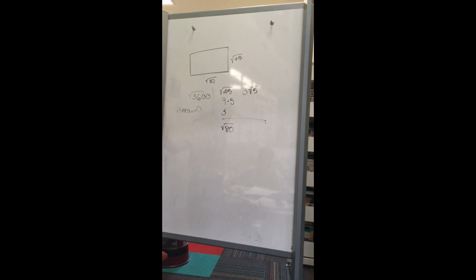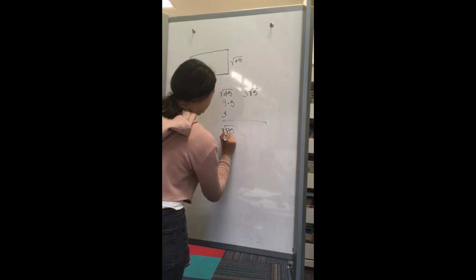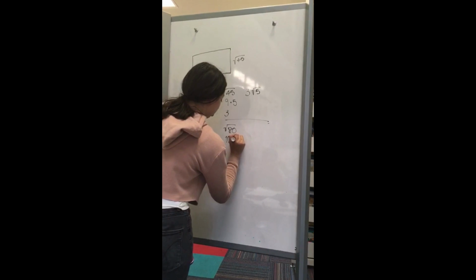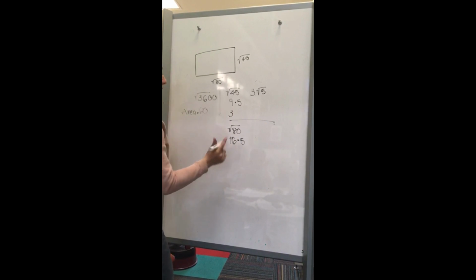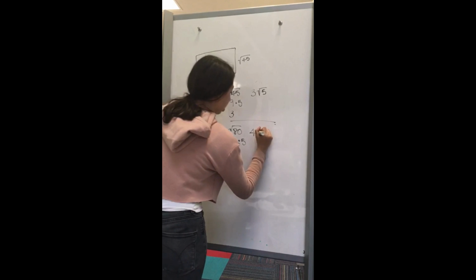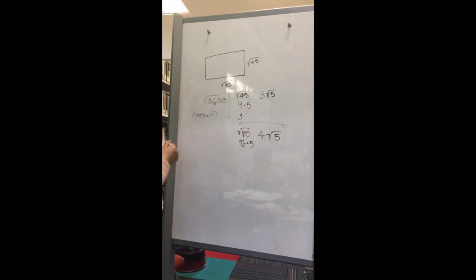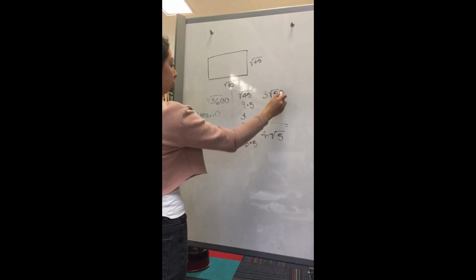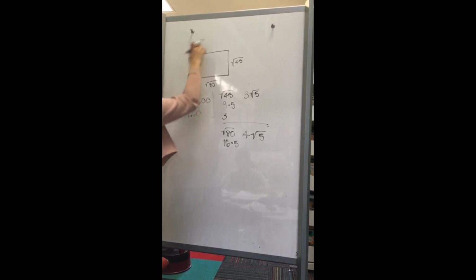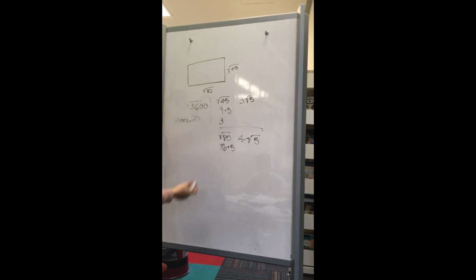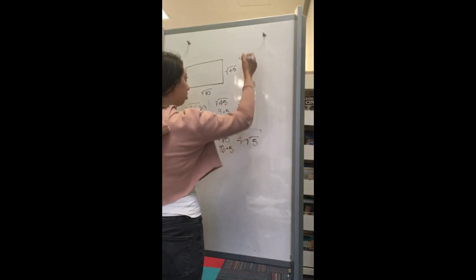80 is 16 multiplied by 5. So the square root of 16 is 4, and the 5 stays inside the root. So we already have these, but we have two sides. So what we're gonna do is we're gonna double it, so we have the value of both sides.